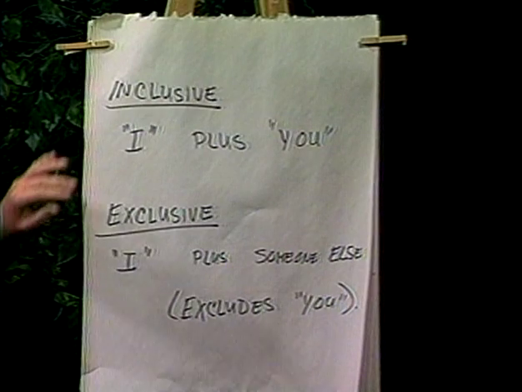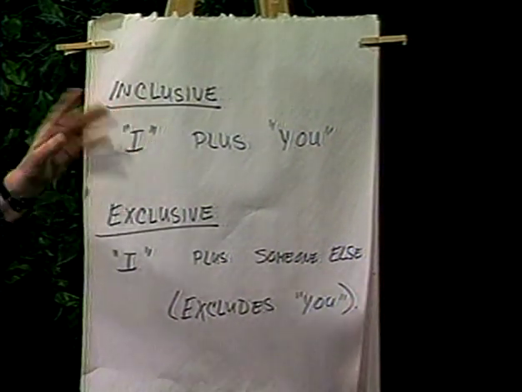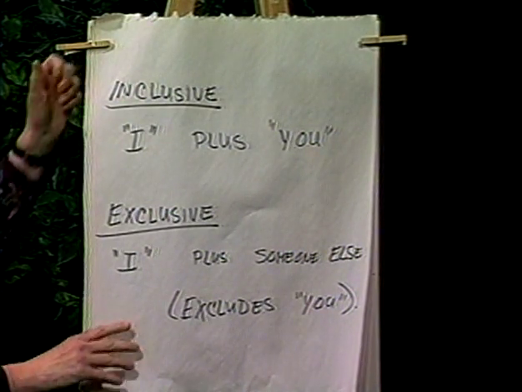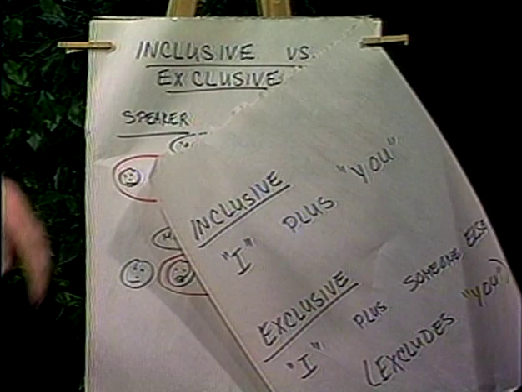Here we have inclusive, which means basically I plus you. It could be a singular you or a plural you, but I plus you is an inclusive form of we. The exclusive would be I plus someone else, and it does not include you. It excludes you. Now let's look at a Comanche sentence that will illustrate this.